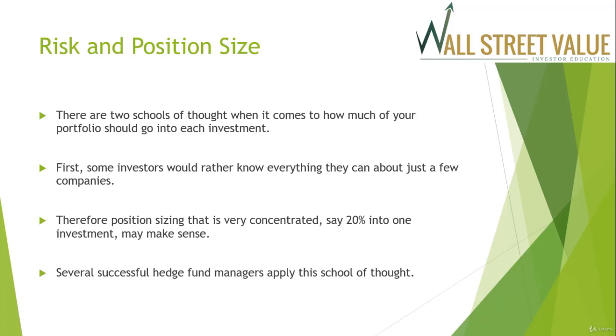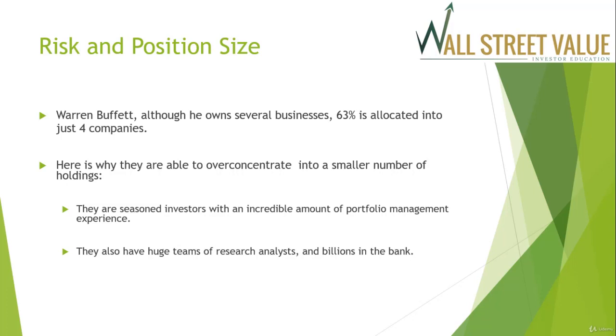First, some investors would rather know everything they can about just a few companies. Therefore, position sizes that are very concentrated, say 20% or more in any one investment, may make sense. Several hedge fund managers apply this school of thought. Warren Buffett, as we already mentioned, owns several businesses, but 63% of his $90 billion portfolio is allocated into just 4 companies. Here's why they're able to over-concentrate into a smaller number of holdings.